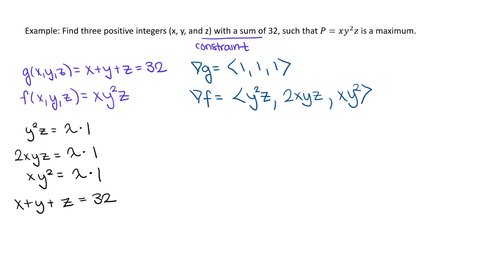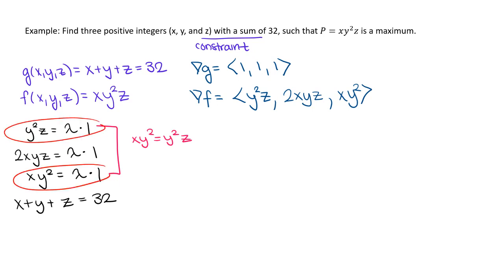To solve this, it takes just a little bit of playing around with substitution. That's what I'm going to do. I decided to pick the first and the third equation, and I'm going to try to use some substitution to simplify this. So technically, my first equation tells me that lambda is y squared z. And my third equation tells me lambda is xy squared. So that means xy squared has to equal y squared z.